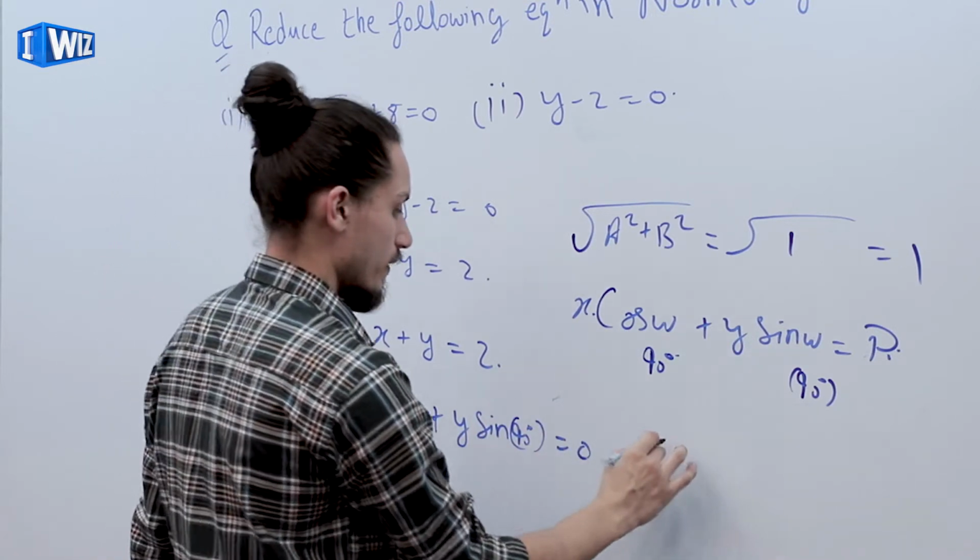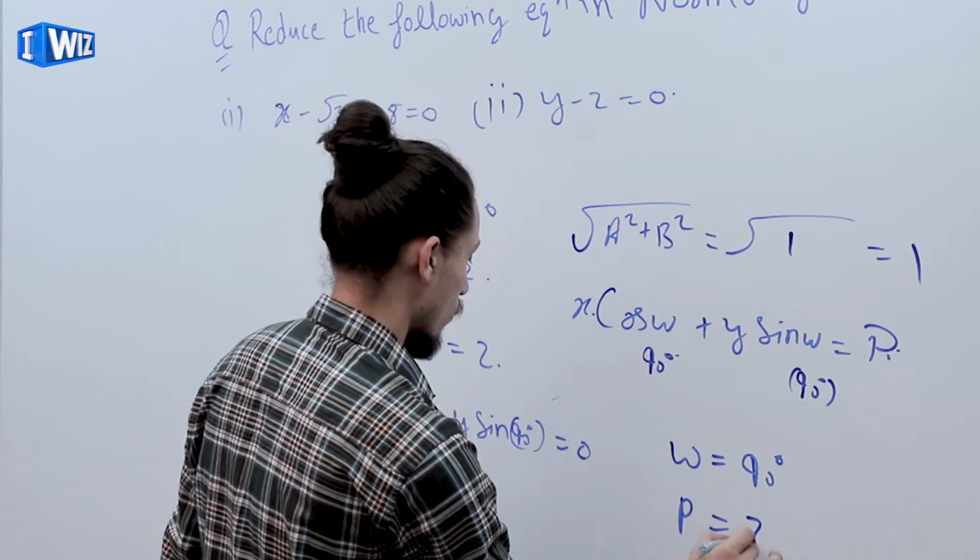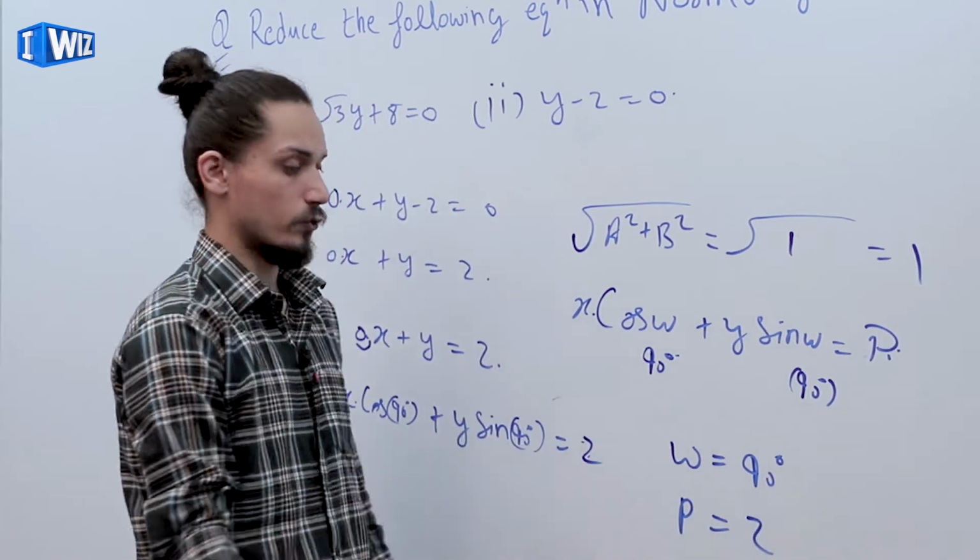Comparing these two equations, we get omega is equal to 90 degrees and p is equal to 2, and hence the result.